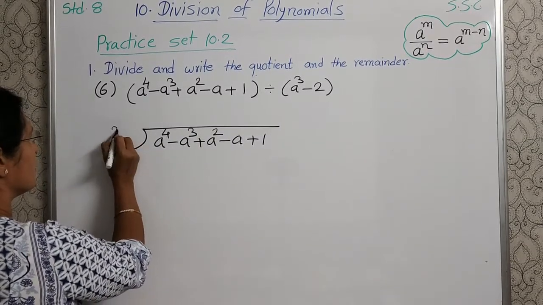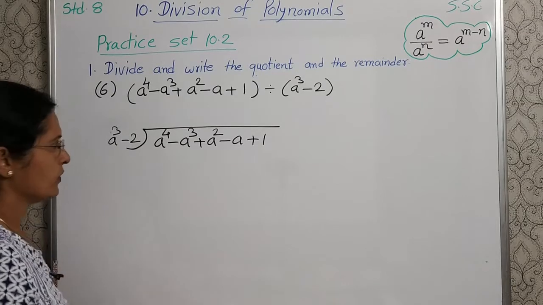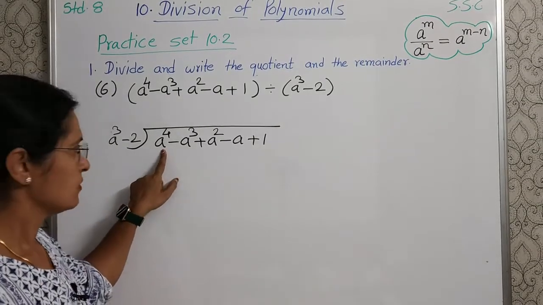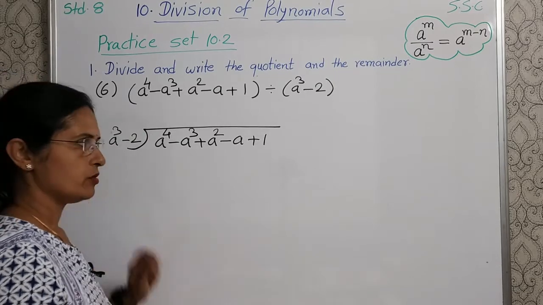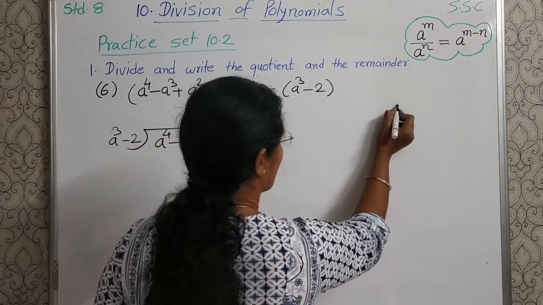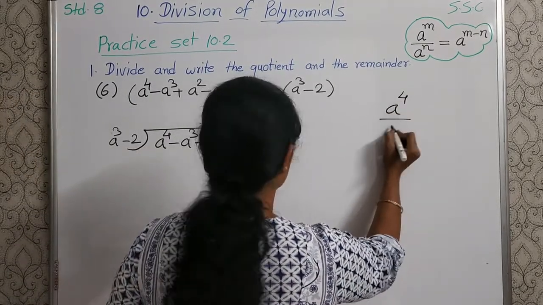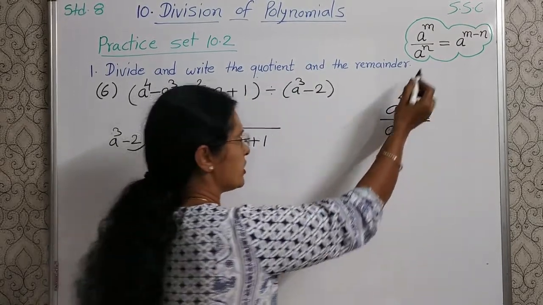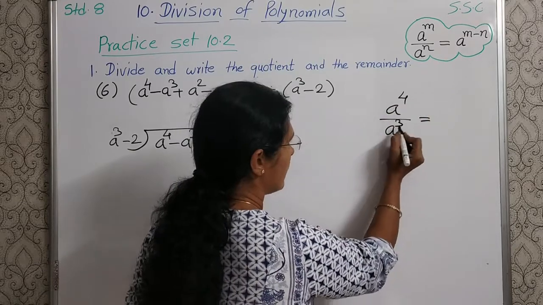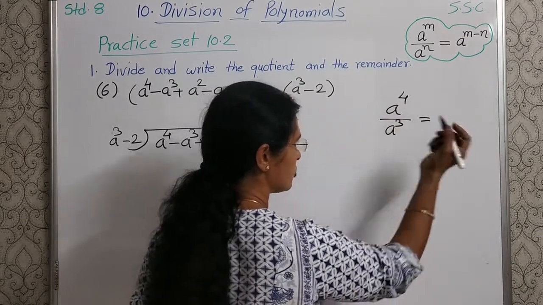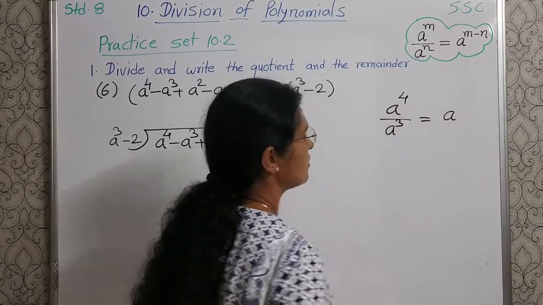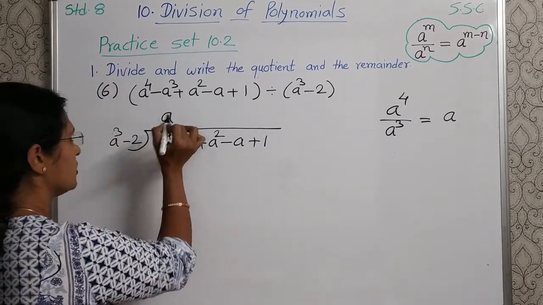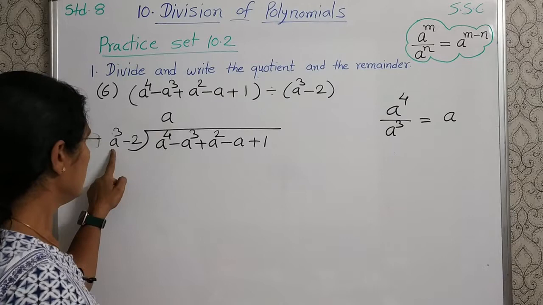Now divide the first term of the dividend by the first term of the divisor. a raised to 4 by a cube. Using this law, a raised to 4 by a cube, 4 minus 3 is 1. So a raised to 1 is the quotient. It means a is the quotient. Write the quotient here.